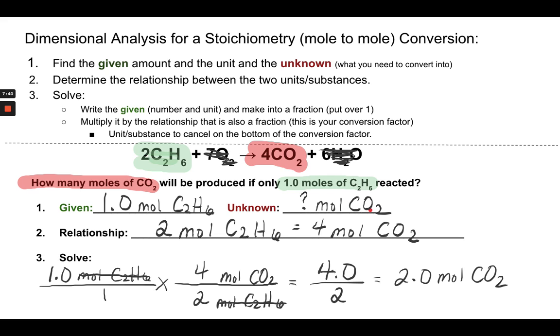Also make sure that this makes sense, so we know that these ratios are proportional. In my relationship, I see that if I have 2 moles of C2H6, I need twice as many, or 4 moles of CO2. So that should also be true here. If I have 1 mole of C2H6, I should need twice as many, which would be 2 moles of CO2. It looks like this problem was solved correctly.